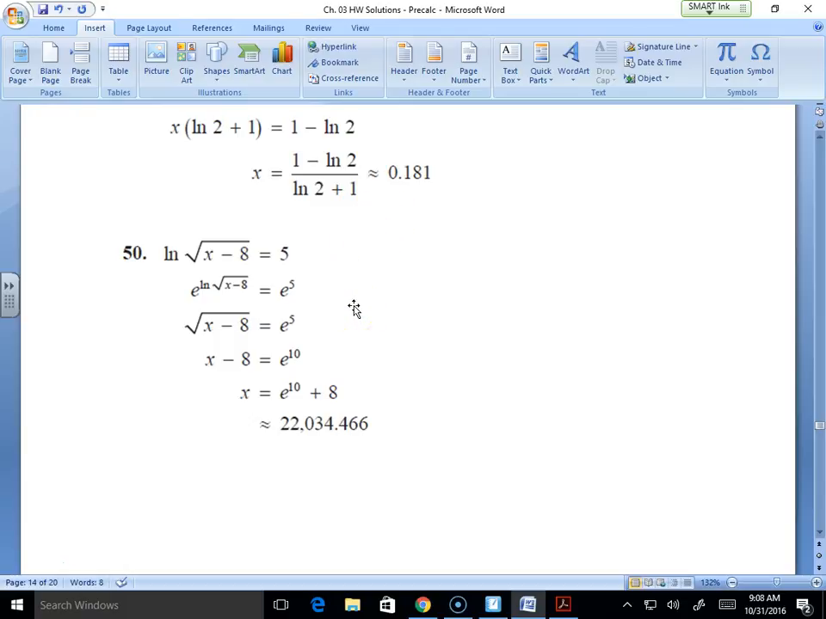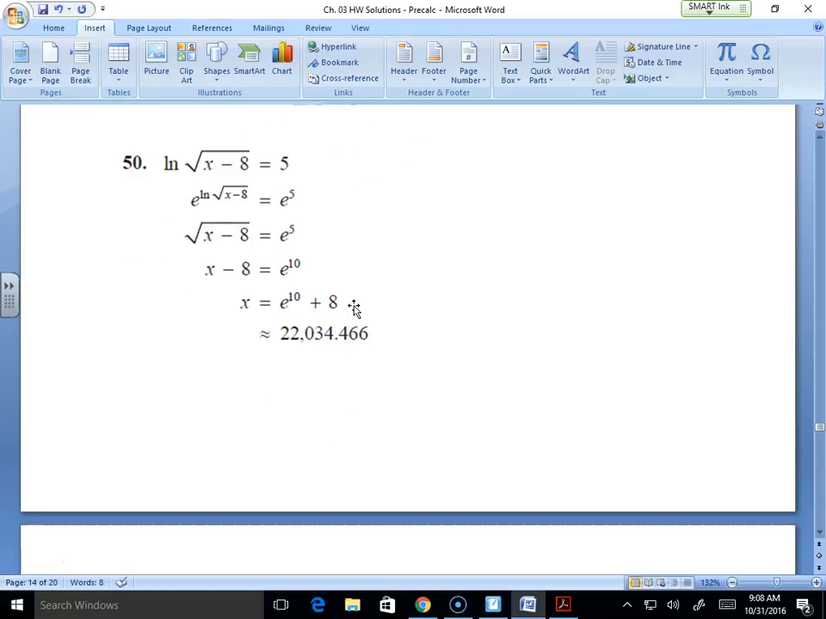Now, number 50. You can see the final answer. However, did anybody figure out a cheat that would have made this go a lot quicker?